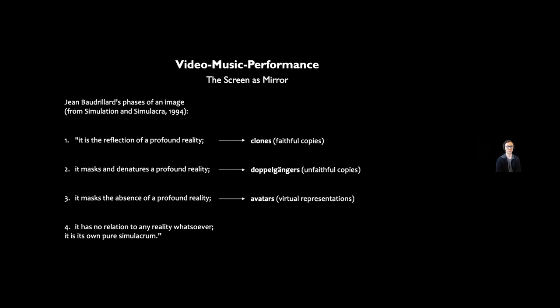For the purpose of looking at the screen as mirrors on stage, I make the following proposition. The first level are called clones. So these are faithful copies of the performers on stage. The second level are doppelgangers, unfaithful copies who alter the meaning of their originals. Third level is avatars, virtual representations that appear to copy reality, but they're not actually molded from the original performers. And the fourth level are symbolic representations, which appear to mirror or mimic some features of the performance.